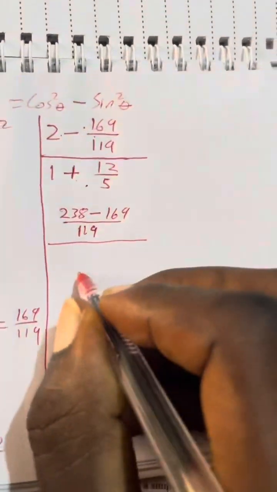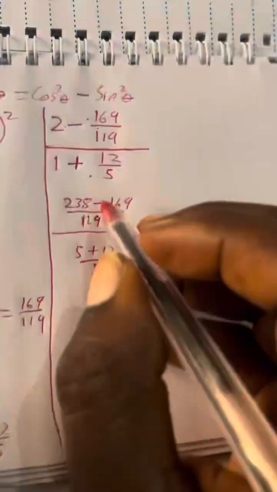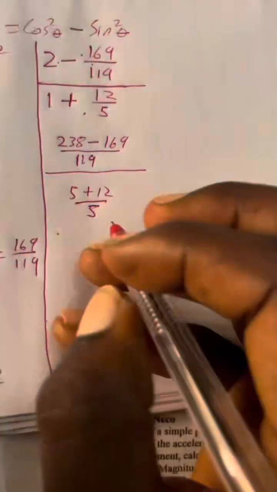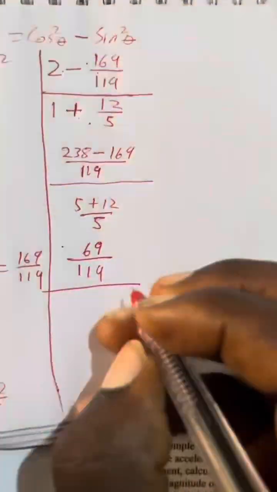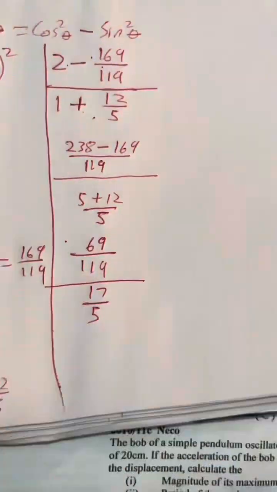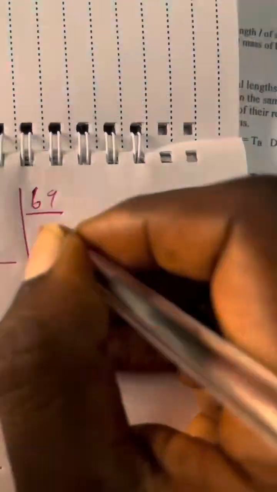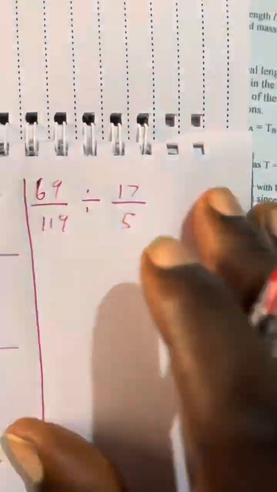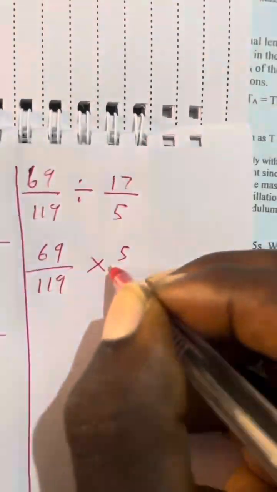The LCM for the numerator is 119, so 2 times 119 is 238, minus 169, giving 69 over 119. For the denominator, the LCM is 5, so 5 plus 12 gives 17 over 5. We're almost there. The numerator is 69 over 119 divided by the denominator 17 over 5. So we change the sign to multiplication: 69 over 119 times 5 over 17.